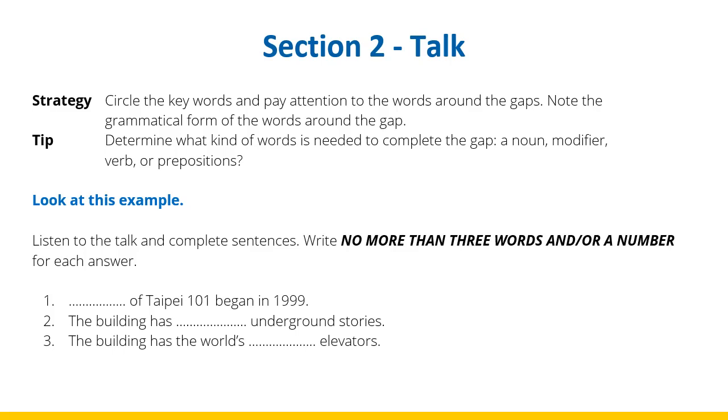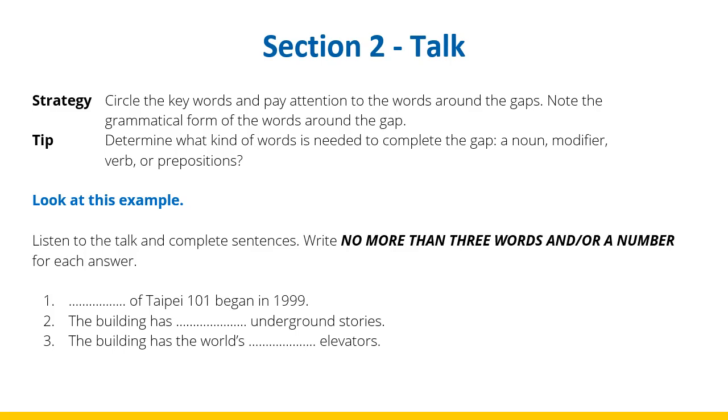So for example, we have an example below, and let's take a look. In the IELTS exam you are asked to listen to the talk and complete the sentences. Write no more than 3 words and/or a number for each answer. So the most important part here is to read carefully how many words you are allowed to write down, because sometimes they ask you to write only 1 word, so you need to be very careful.